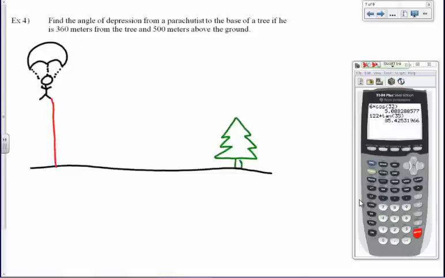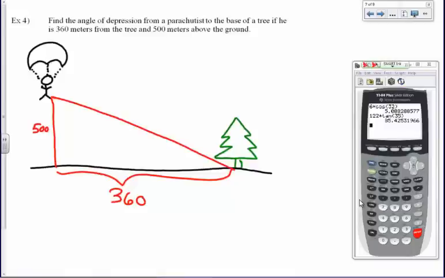Now, let's also remember that we need to have the ground there. From the parachutist to the ground, it's going to be, as the problem tells us, 500 meters. So we're going to label that vertical line 500. We're also going to assume that the ground is flat and straight, and that the distance from the parachutist, if he were on the ground, to the base of the tree is 360 meters.